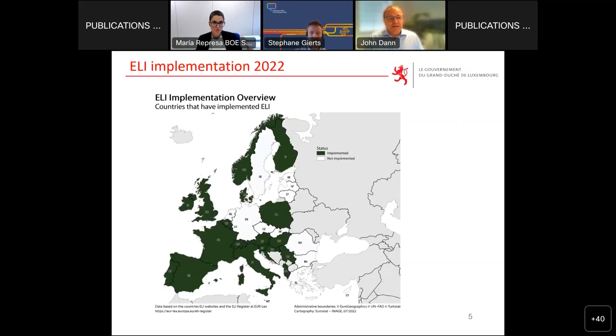So implementations are throughout Europe. There's a lot of information on the ELI register on Eurlex. So we are quite a lot who have implemented ELI, some in different phases, some pillar one, pillar two, pillar three. It really depends on how you advance over time. And we will see throughout the morning some nice presentations where some countries even go further down, like Spain, for example, where they go further down in their hierarchization of the data which is available.